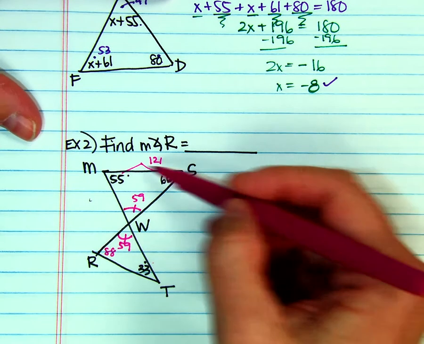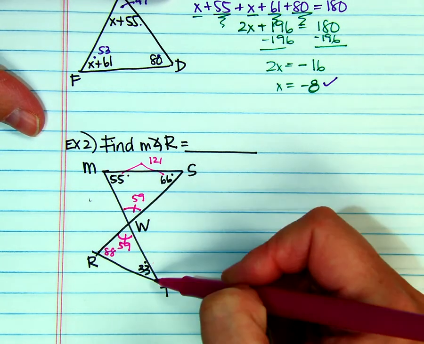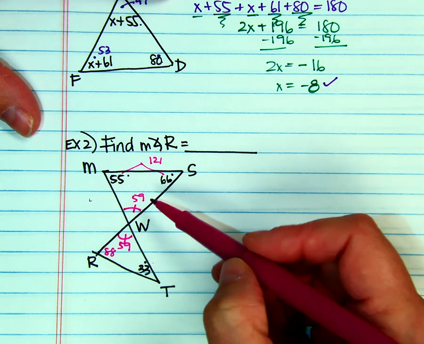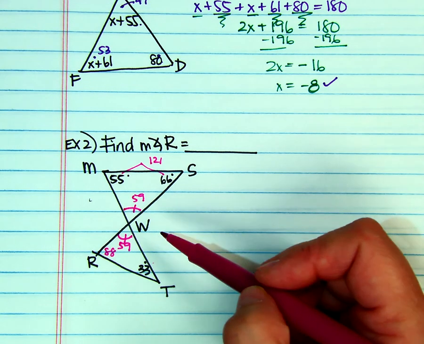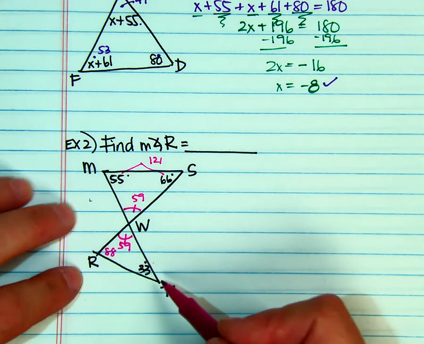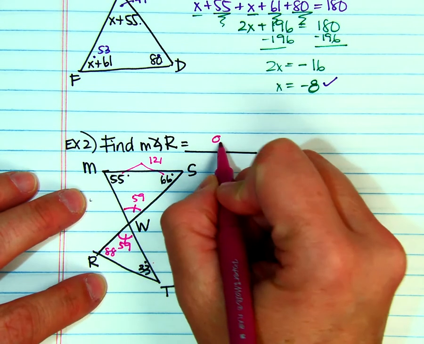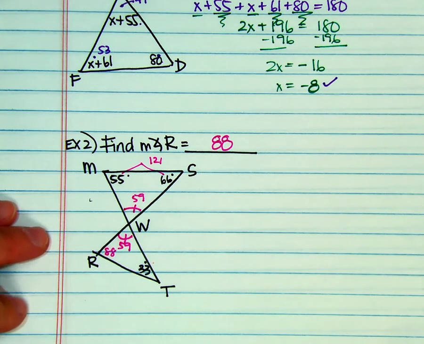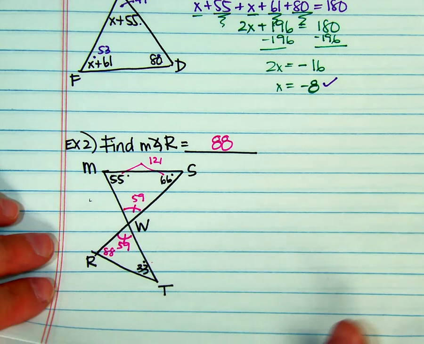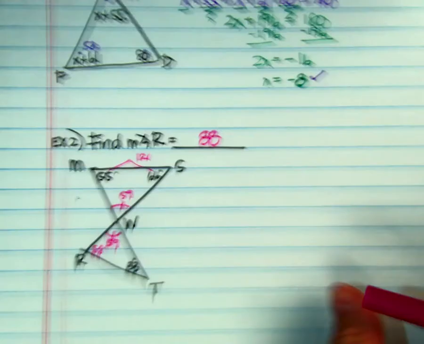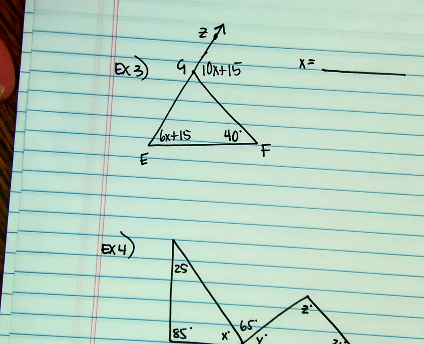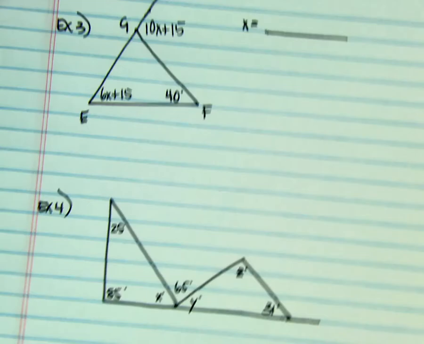So don't think that what we are doing right now has anything to do with congruent triangles, because it doesn't. We are just looking and using the triangle sum theorem. Okay, so angle R is 88. So making sure that we actually answer the question. Okay, last two examples. Again, pause it so that you can draw the diagram.